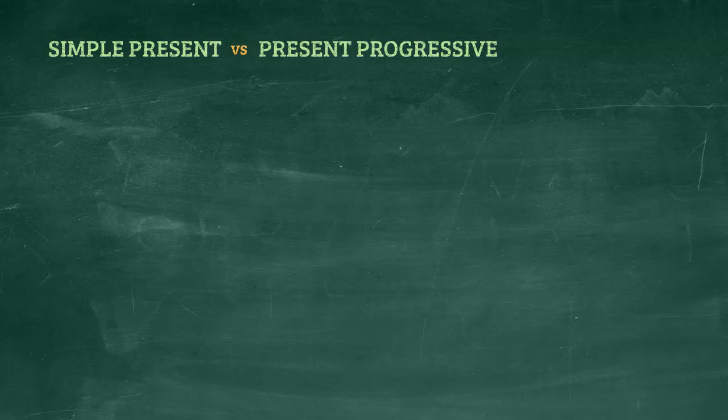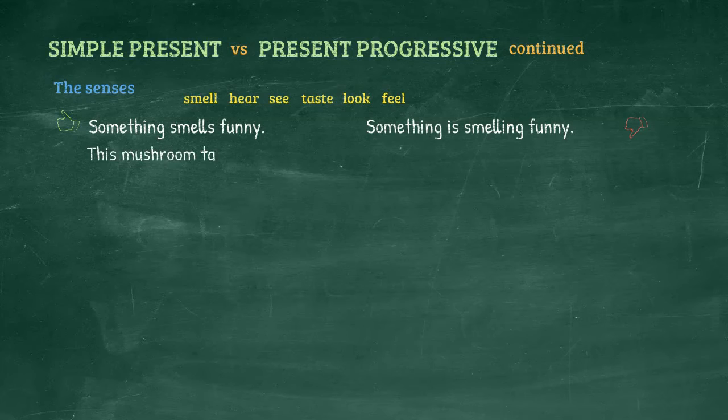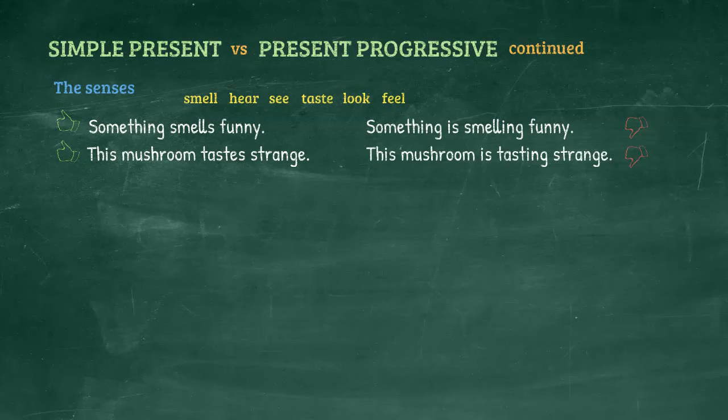Another difference between the simple present and the present progressive is when we make sentences describing the senses: smell, hear, see, taste, look, feel. We usually say these verbs in the simple present and never in the progressive. It's always something smells funny, not something is smelling funny. Or this mushroom tastes strange, not this mushroom is tasting strange.